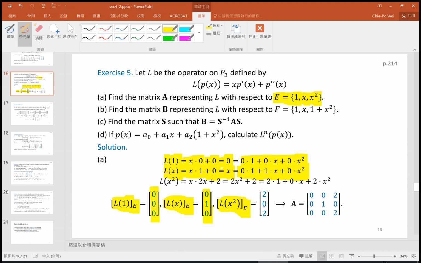Then by the matrix representation theorem, we know the first column of matrix A is the coordinate of L of 1 with respect to E. And the second column of matrix A is the coordinate of L of x with respect to E, while the third column of matrix A is the coordinate of L of x squared with respect to E.